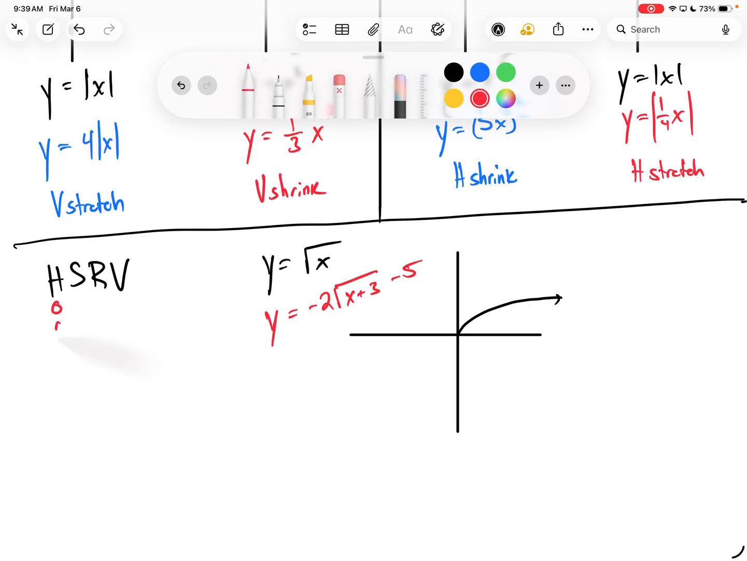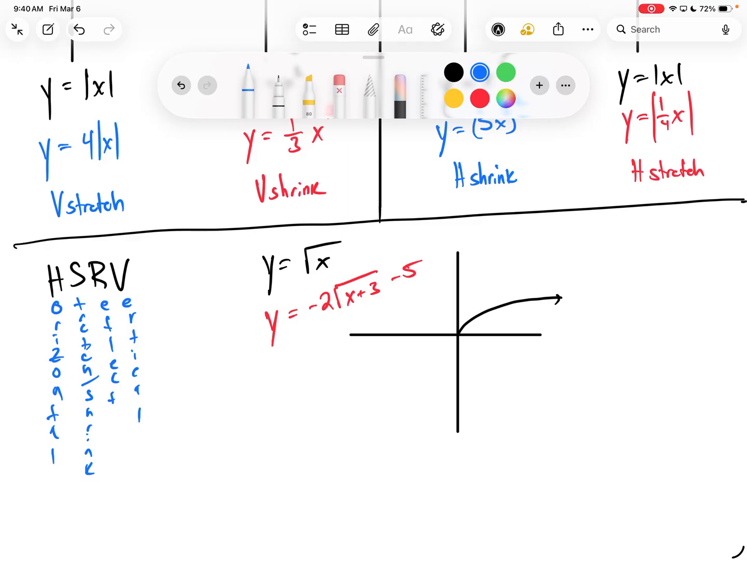Okay, so order of operations. We are supposed to do horizontal first. I was going to use blue for that. Horizontal, and then we stretch or shrink. And then we reflect. And then we do vertical. Okay, so those are the 4 that we talked about. Honestly, the order rarely matters here, but on rare cases it does.